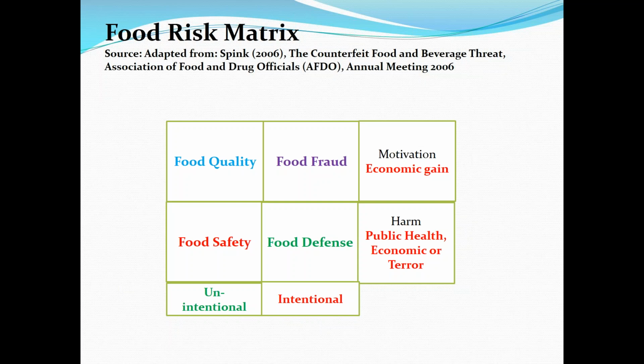What are the tools? For food quality risk, for instance, the tool is a food quality management system. What about food safety risk? You have a food safety management system, and HACCP is the backbone of that. The tool for food fraud risk is vulnerability assessment, whereas the tool for the food defense risk is threat assessment.